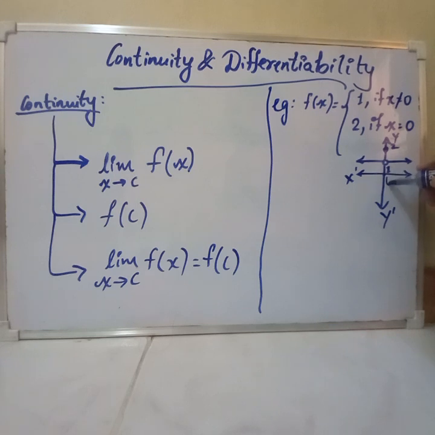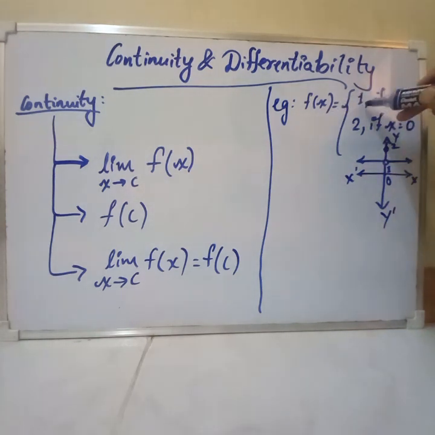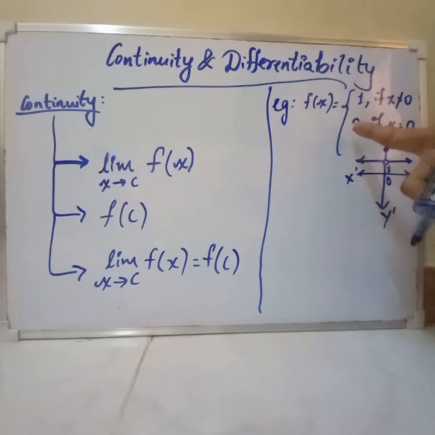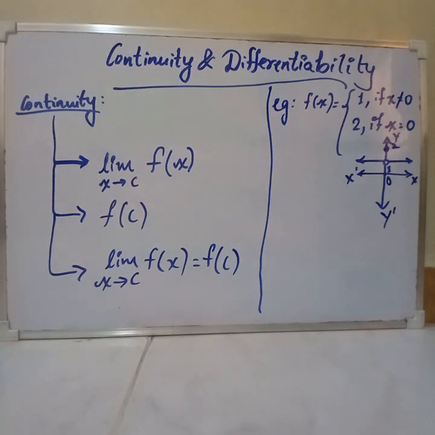Only at this point it is 0, and at the rest of the points it will not be equal to 0. So it is equal to 1. f of x is equal to 1. So you can draw the line like this, and there is a hole at x is equal to 0 because we have another condition for x is equal to 0. In that case, f of x will be equal to 2. So at x is equal to 0, f of x will be equal to 2. At the rest of the points it will be equal to 1.